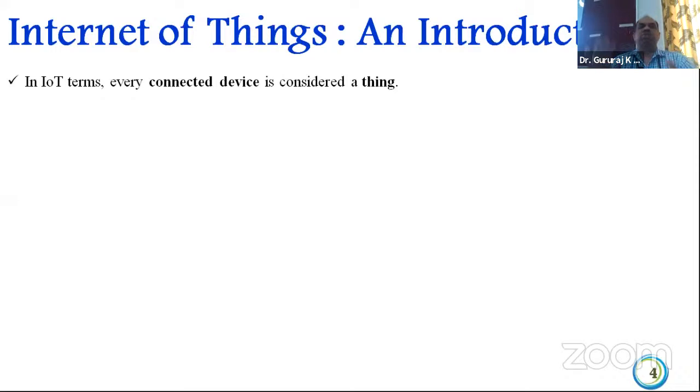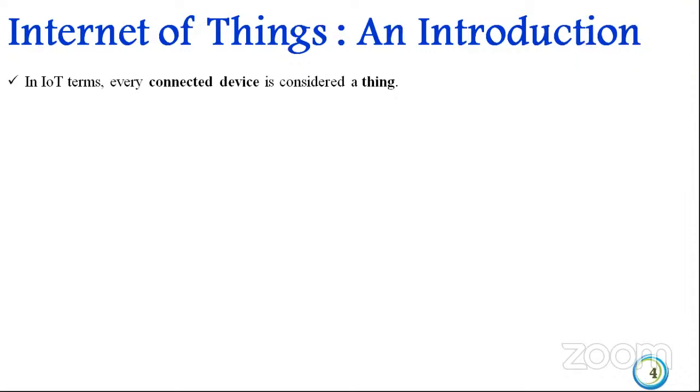So what actually is an IoT? It's nothing but a connected device. Every connected device, it may be a sensor, a voice recording system, a moisture sensor, or any device that is interconnected with others. All those devices are considered a thing, right?